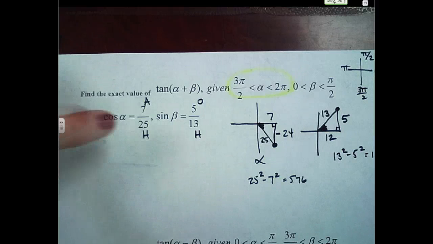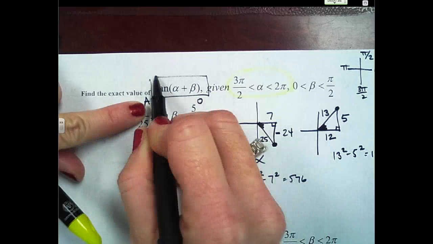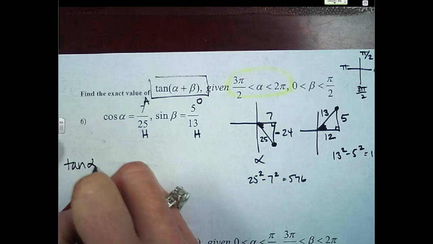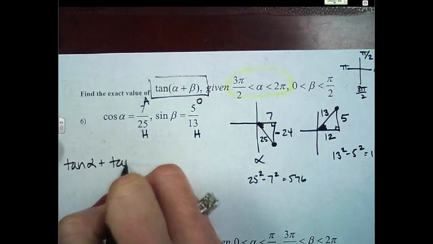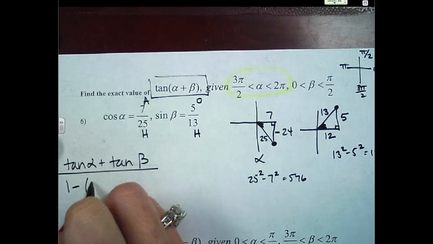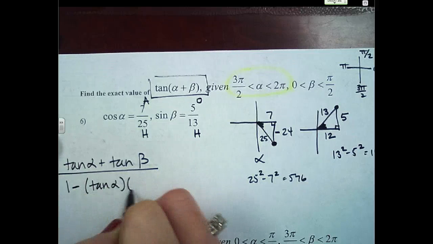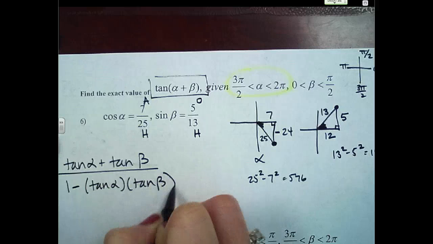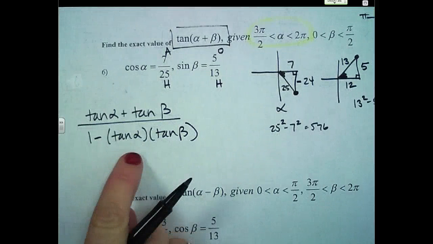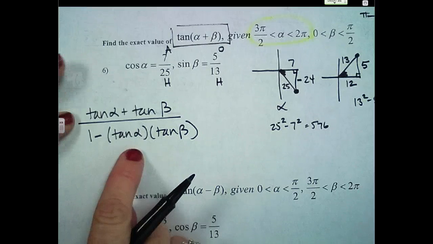Now it asks us for tangent alpha plus beta. So if we write it out, tangent of alpha plus tangent of beta over 1 minus tangent alpha times tangent beta. You do not have to write out that formula to get credit. Okay, that's not required. But this next line is required for credit. Okay, you have to find each one.